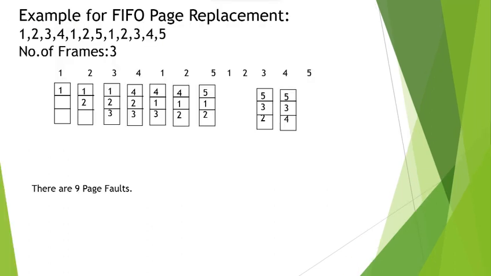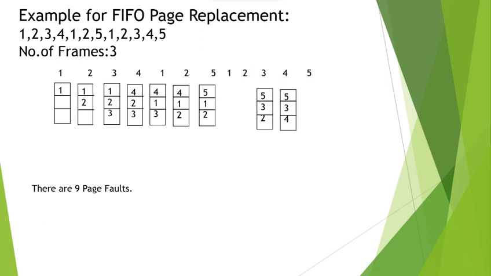Here I took a small example 1, 2, 3, 4, 1, 2, 5, 1, 2, 3, 4 and 5. Here the main memory is having only 3 frames and it can hold only 3 pages at a time. To store another page, it has to be replaced with another page by following the concept of FIFO. At starting, the main memory is free. Now the CPU is demanding for page 1 that is not present in the main memory.